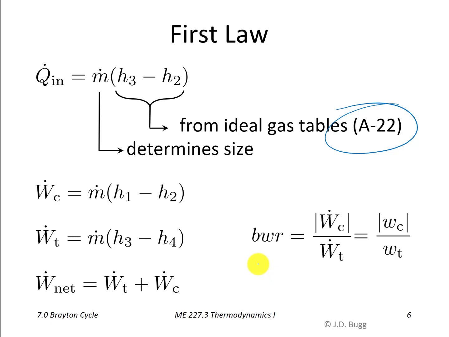So the other way we can do this, of course, is on a per unit mass basis as well. As long as we make sure we're doing the same thing in the numerator and the denominator, we can calculate the back work ratio from powers or from work transfers per unit mass.